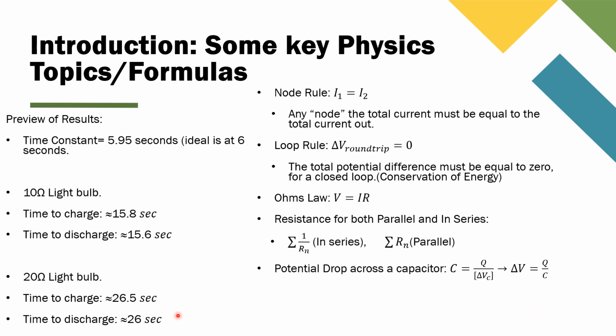So these are a little preview of our results. We got the time constant to be 5.95 seconds. Ideally, it's 6 seconds if you do just hand calculations. And then in the experiment, we'll be charging a 10 ohm light bulb and a 20 ohm light bulb, and you can see the charge and discharge rates of those as well.